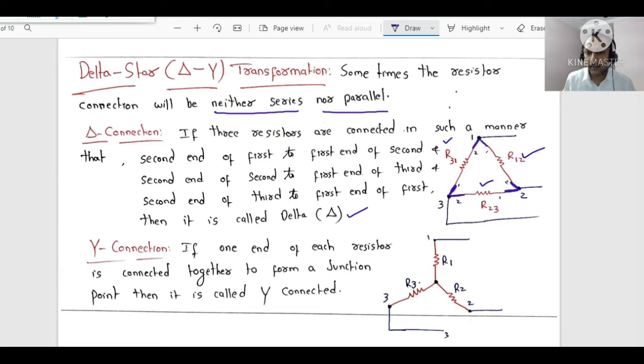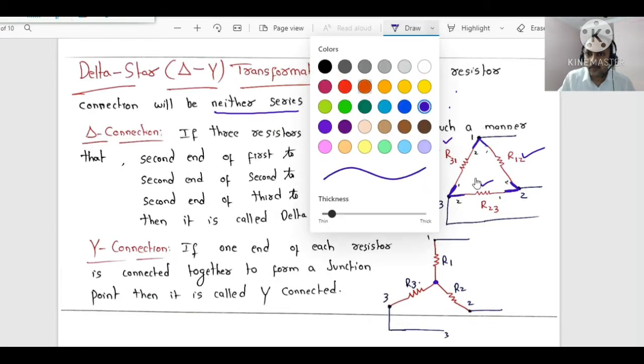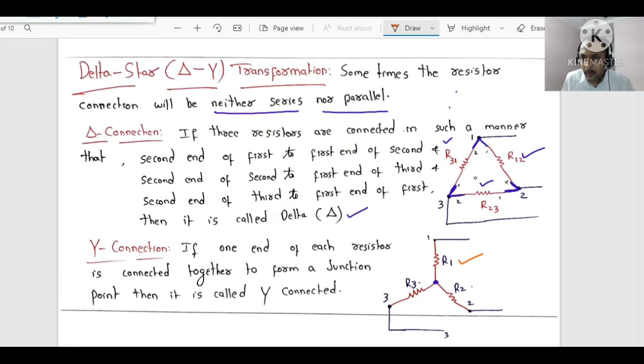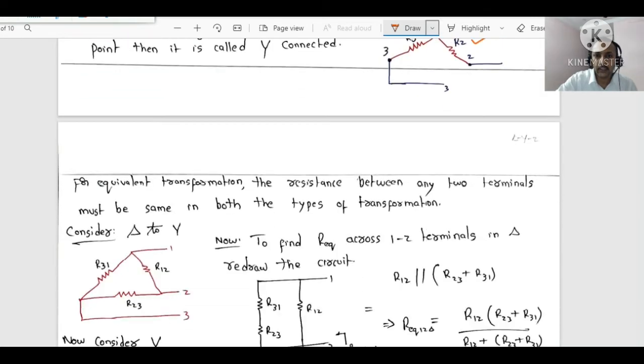Very simple. Similarly, if it is a star connection, one end of each resistor will be joined at one point, or connected together to form a junction point. For example, we are having three resistors, R1, R2 and R3. For all the three resistors, one end is connected at one common node or common junction. Then it is called star connected. So far clear? Okay.